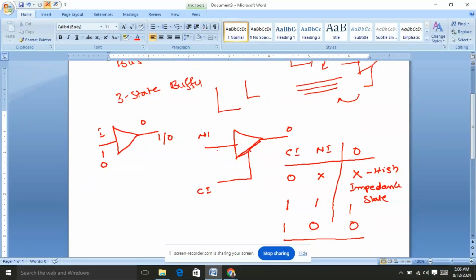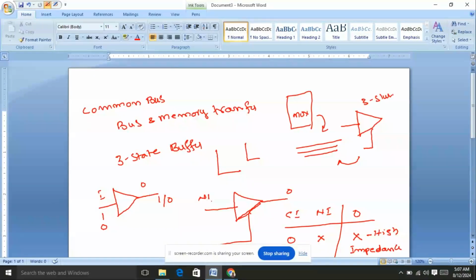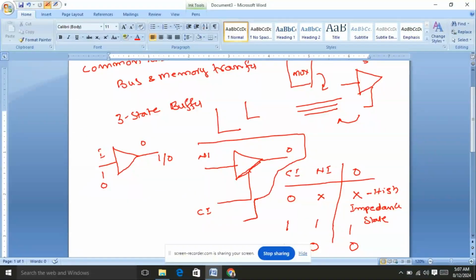Here a question. We already constructed the common bus with the help of the multiplexers. Then why again are we constructing the common bus with the help of this three-state buffer? The reason is the three-state buffer size is very small. To reduce the size of the circuit, that means the common bus, we are constructing with the help of this one.